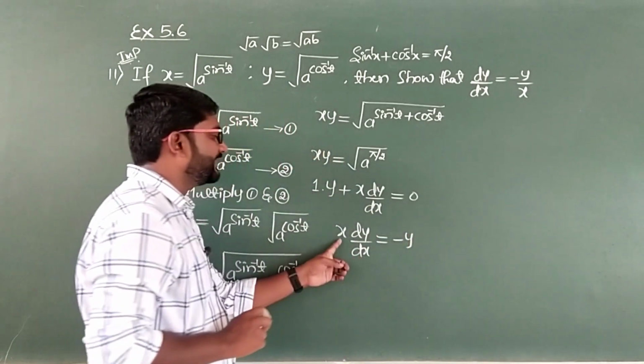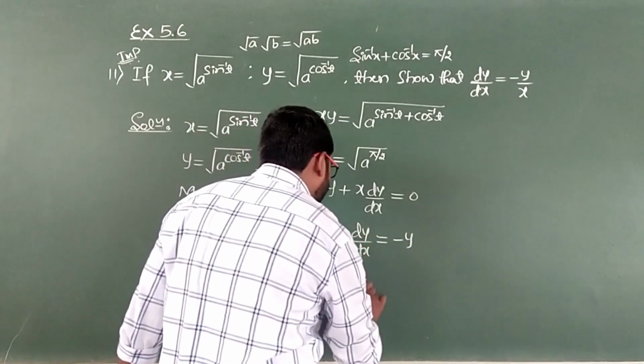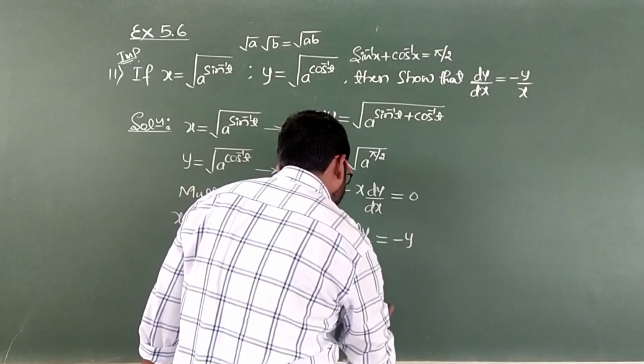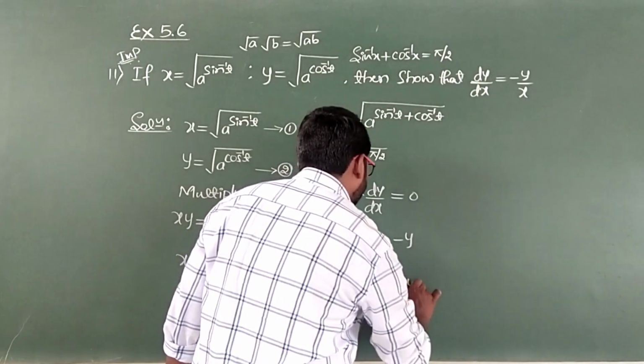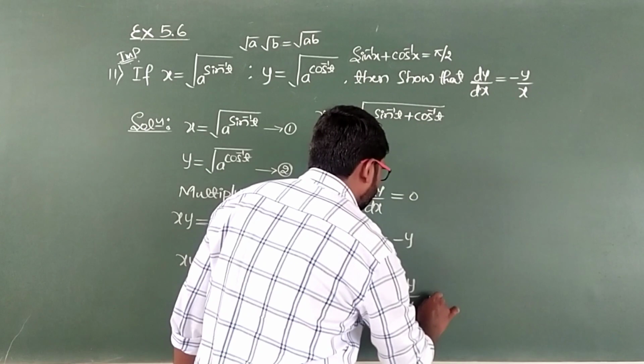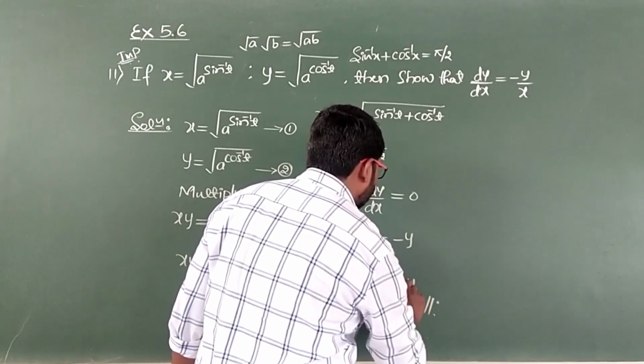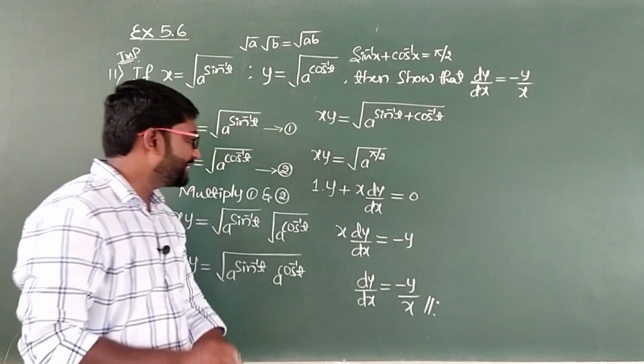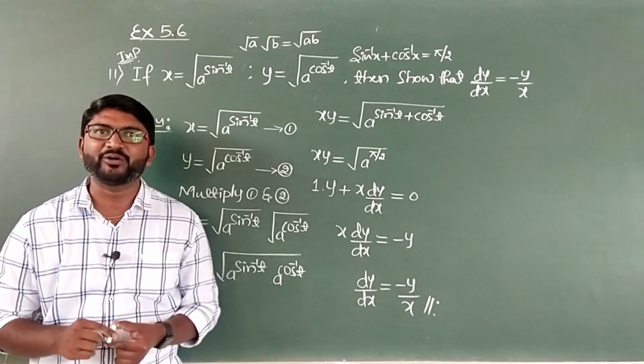Now take x to the right hand side, it goes to the denominator. dy by dx equals minus y by x. So this is the required answer for question number 11. With this we have completed exercise 5.6.